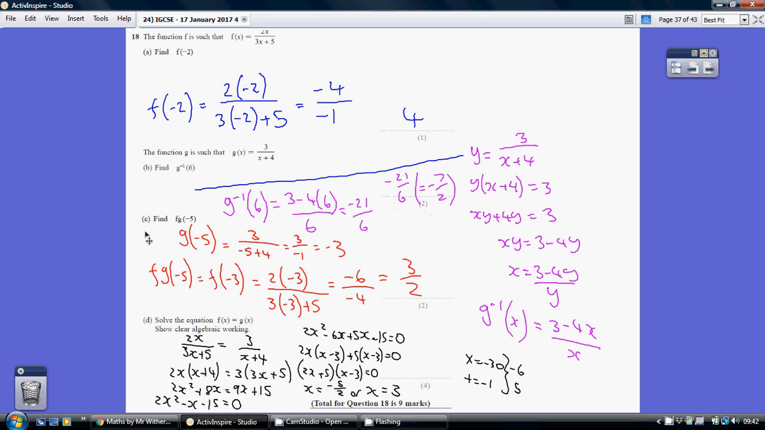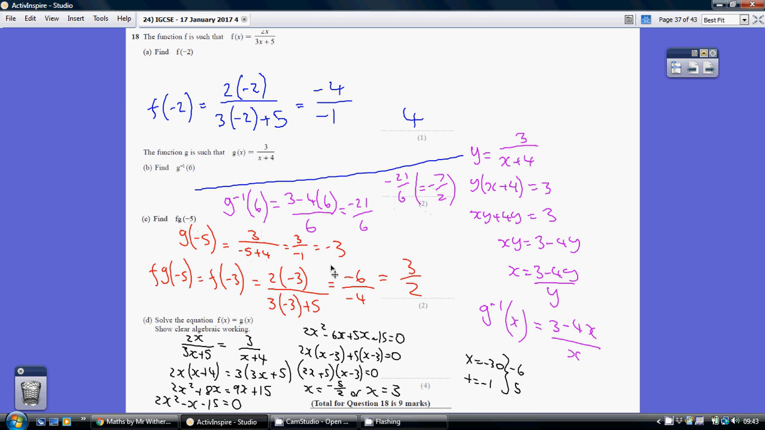Now for part C, we've got to find fg of minus 5. To do this, you first of all substitute minus 5 into the g function, and take that output and substitute that output into the f function. So it's g function first. So minus 5 into this g function. So 3 divided by minus 5 plus 4 is 3 over minus 1, which is minus 3.